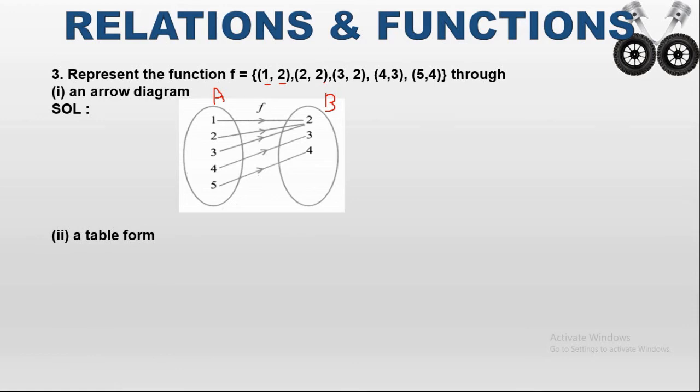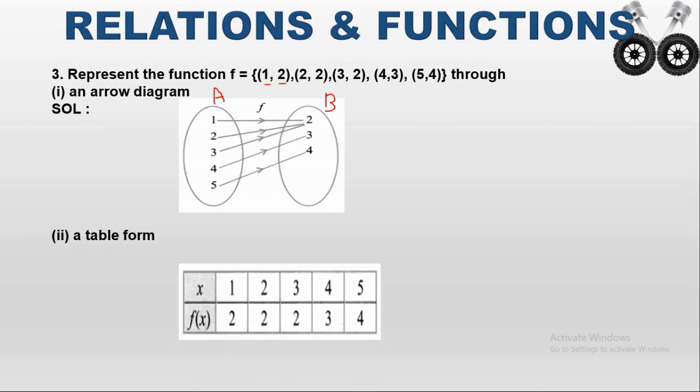Next one is the table form. In the table form, you have to write the x value and the f of x value. So what are the x values? The first elements in the function are the x values, and the second elements are the f of x values. So x values are 1. If x is 1, then f of x equals 2. If x is 2, f of x is 2. If x is 3, f of x is 2. If x is 4, f of x is 3. If x is 5, f of x is 4.